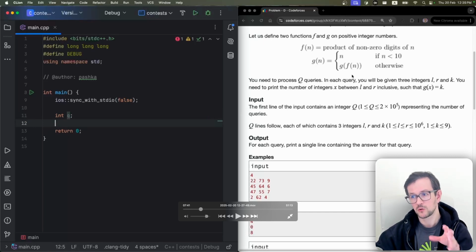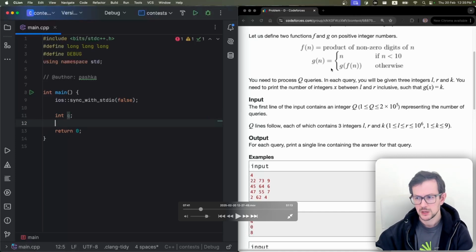So we recursively calculate the product of digits, get the result, again calculate the product of digits, and so on until we have a number less than 10. So we have a single digit. This is the result. That's it. So this is function g. We apply product of digits until we have a single digit.